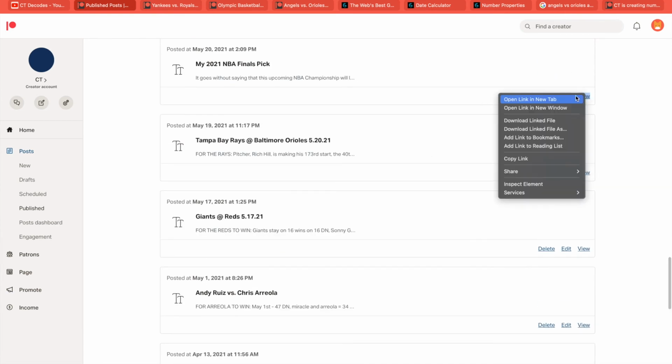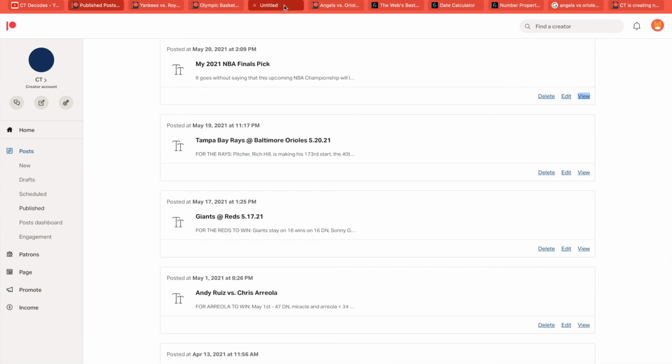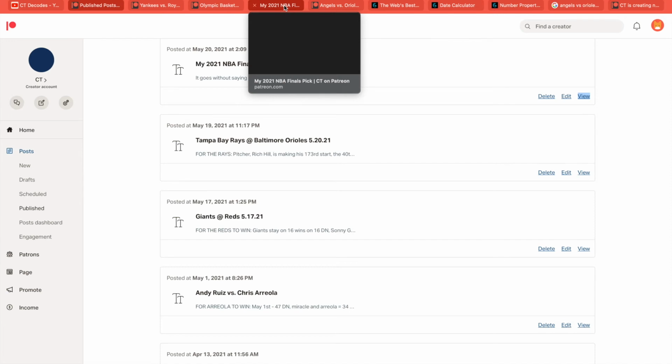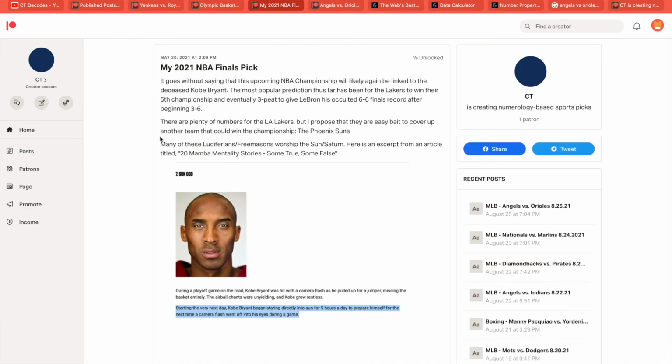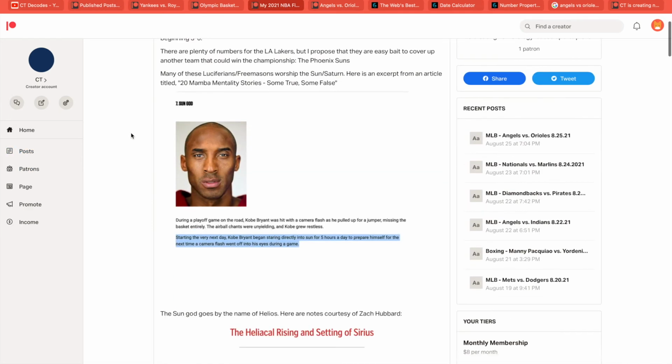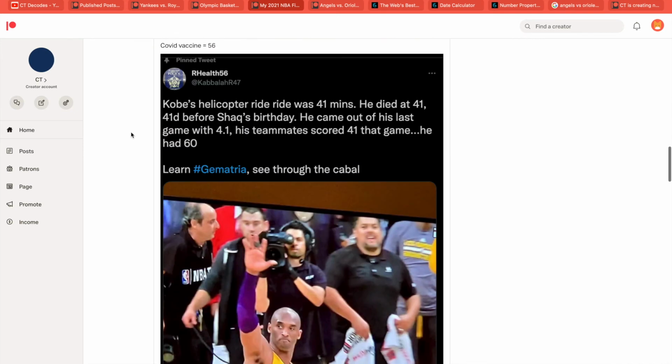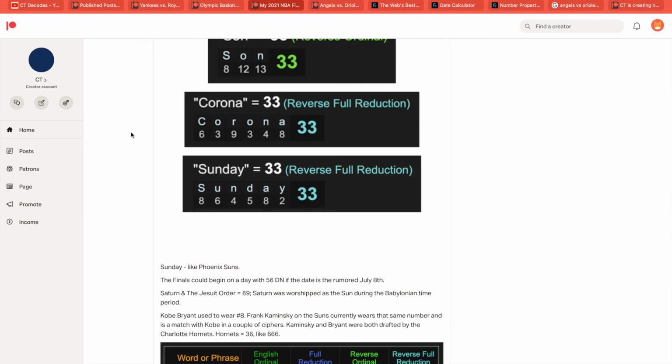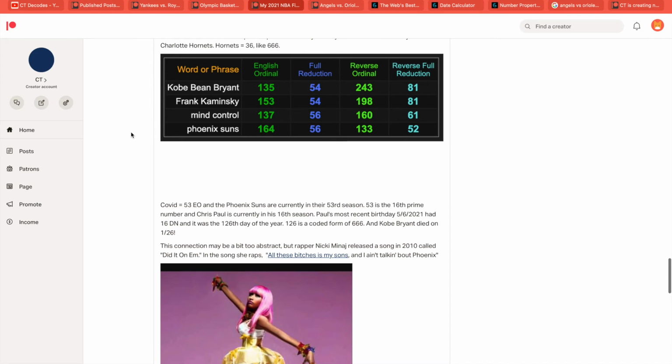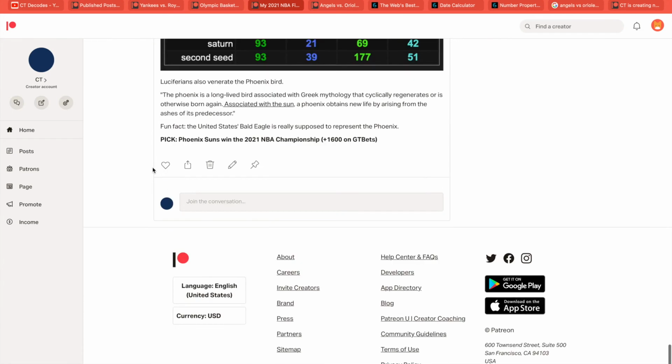The NBA Finals, I picked the Suns to win. They did not, but they made it all the way to the Finals, and this was before the playoffs even began that I picked them to take down the Lakers. So I had a huge decode on this. I was disappointed when they didn't win, but they made it very far, and you could have still placed a bet on them to win the conference itself, and you still would have profited.